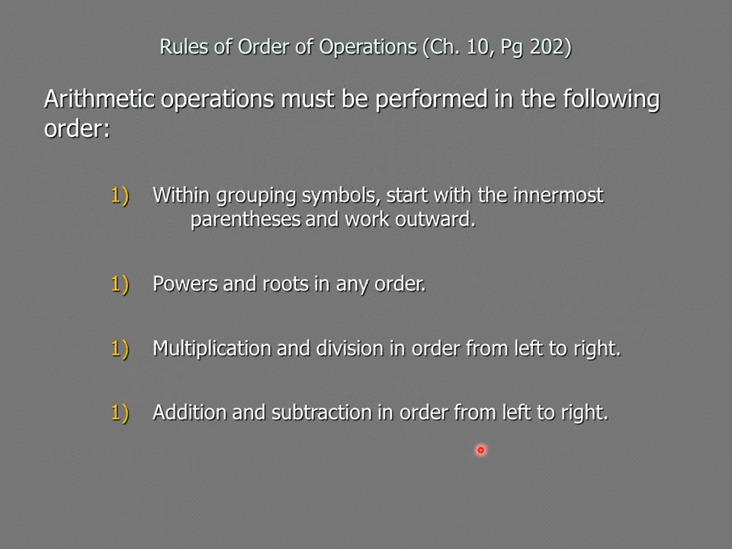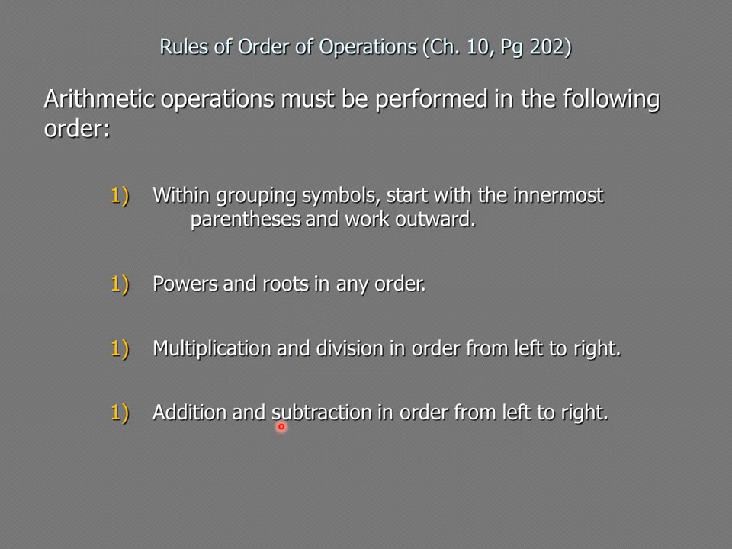Okay, so how do you group? Within grouping symbols, start with the innermost parenthesis first, right? You always work with the innermost one, and then eventually you go to the outward ones, finally the outermost one. Then powers and roots in any order, because if you have power and root, which one goes first doesn't matter. But if you have multiplication and division in the same line, you always start from the left side. Meaning, whichever comes first. Maybe the multiplication is on the left side, you do the multiplication first. Maybe the division is on the left side, you do the division first.